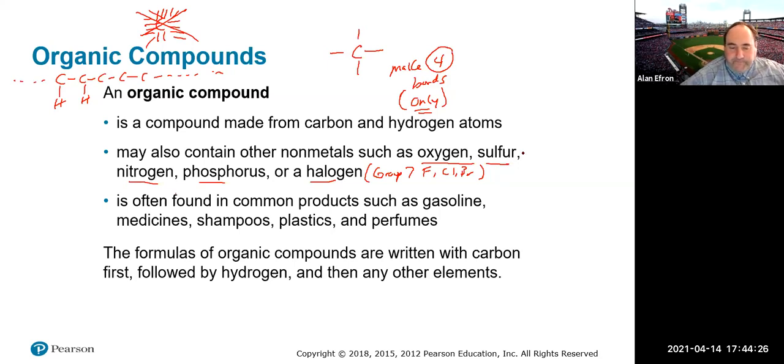Now, the formulas of organic compounds are written with carbon first, followed by hydrogen, and then other elements. So when we write molecular formulas, we usually always start with the carbon, then however many hydrogens, and then if there are other elements in the molecular formula, you put those next.